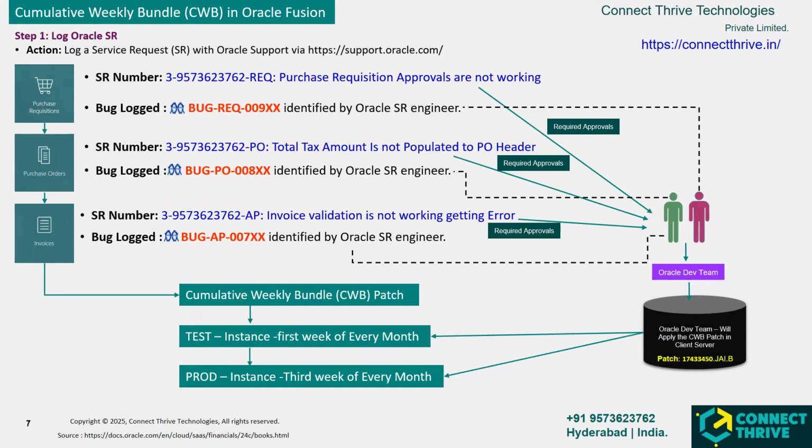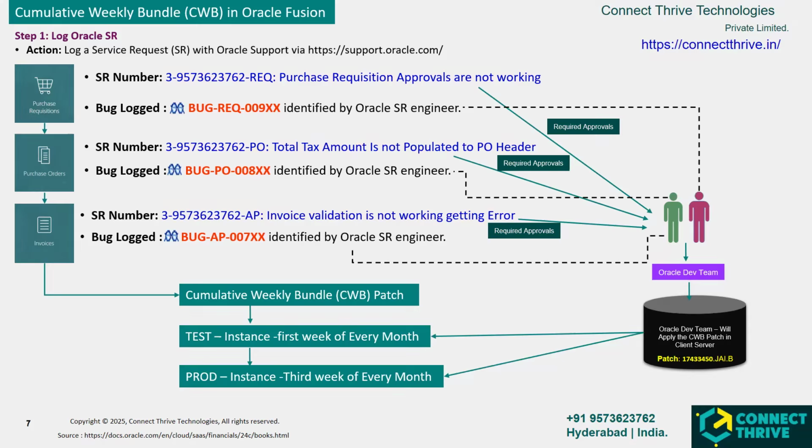So this is the way we apply our CWB patch in our production instance as well as test instance. Please keep in mind this is applied by the Oracle product team, the Oracle development team. It's not our job at all. We don't have any DBA access because it's a cloud-based database server. And this backport patch or CWB patch will be applied only on weekends, that is Saturday only. So please keep in mind.